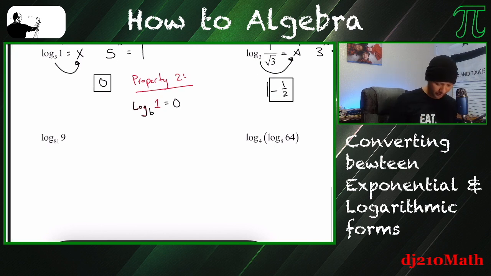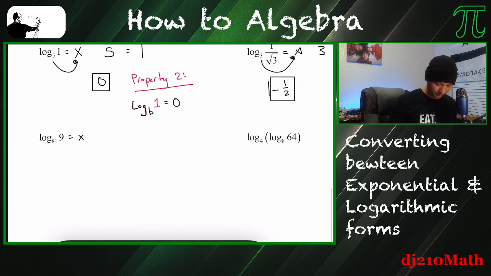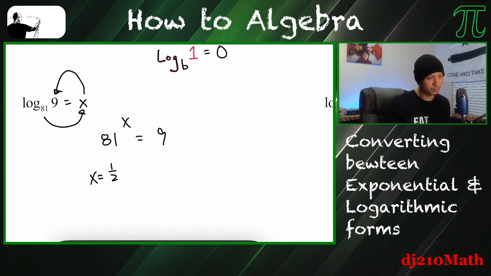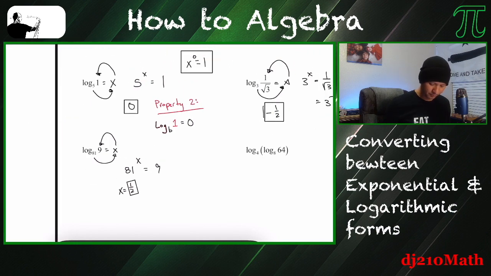All right, so we have 81 raised to x equals 9. What do you think? The square root of 81 is 9. So if I take the square root, that would mean x has to be 1/2. Doesn't it? x has to be 1/2 because the square root of 81 is 9.